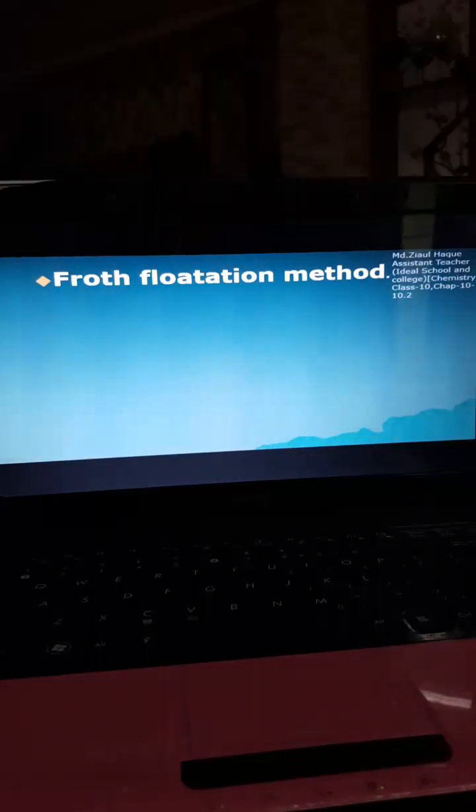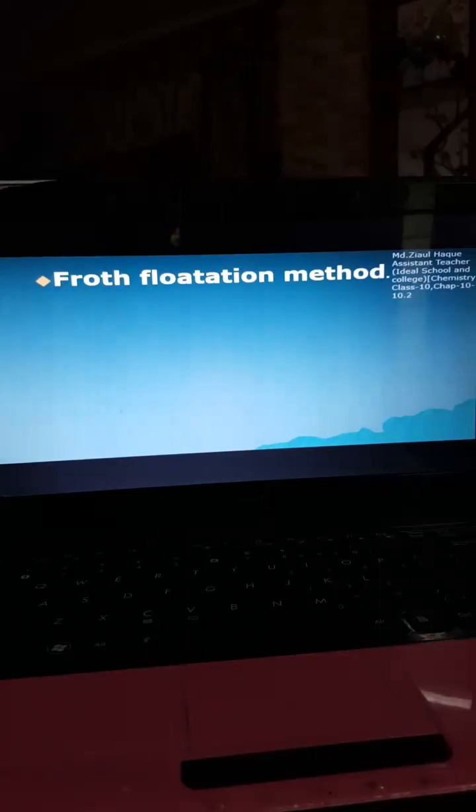Now, froth flotation method you can see easily. For which cases can we apply this process? There are different types of ores, you know. Before froth flotation, we have learned about the hydraulic process for oxide ores, but for sulfide ores, the froth flotation method will be applied.